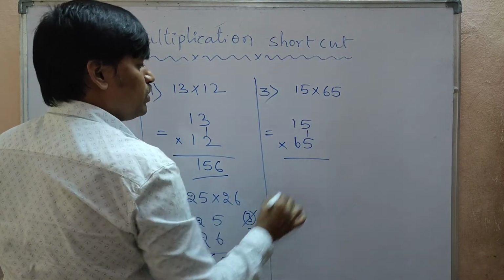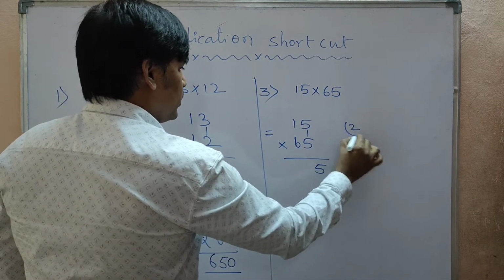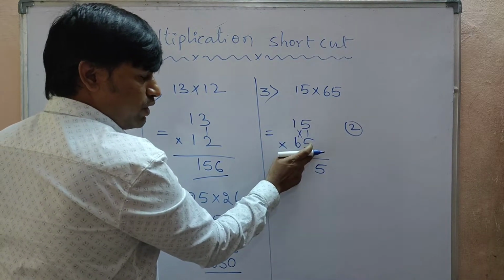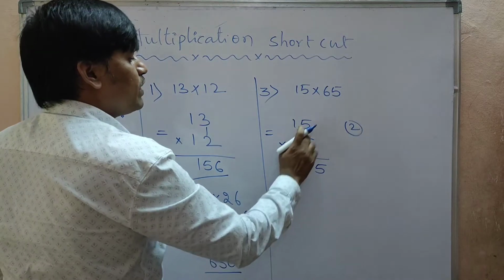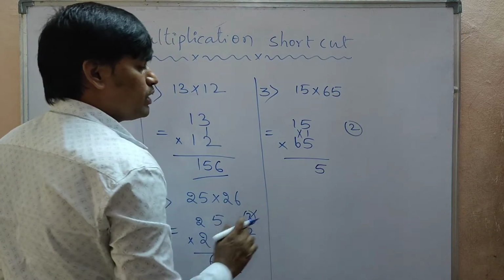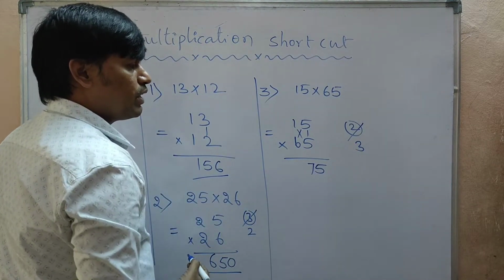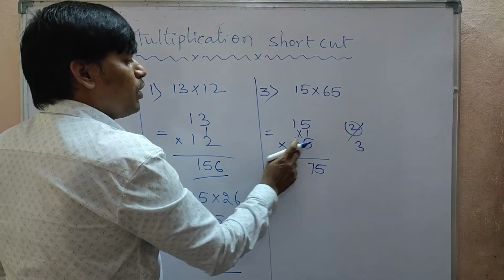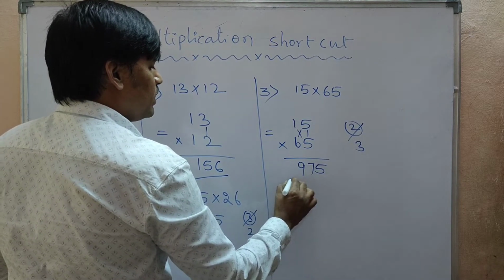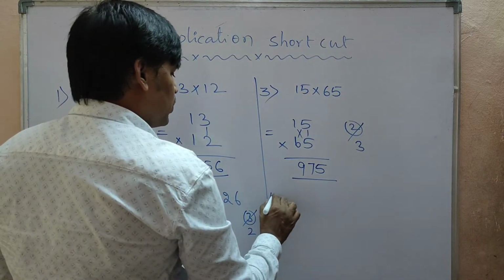Now you can observe, this one into this one is 25. Take 5, and carry 2 here. Next, this one into this, next this one into this. This one into this one is 5 only. 6 5s are 30. 30 plus 5 is 35, plus this 2 is 37. You can take 7 here, and carry 3. 1 6 is 6, plus 3 is 9 only. That is 975.